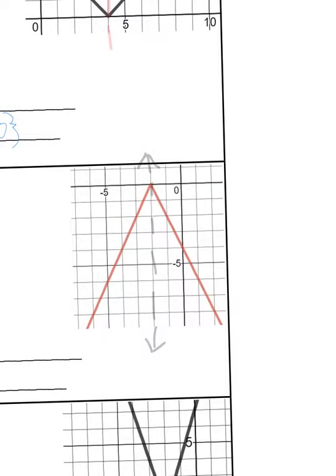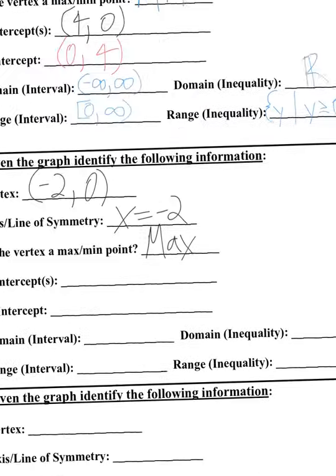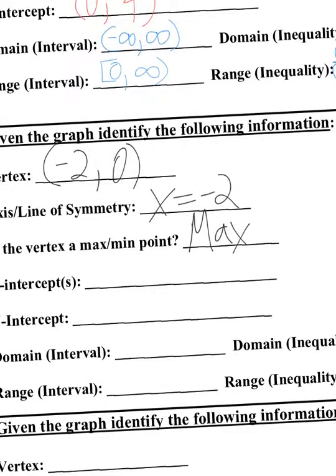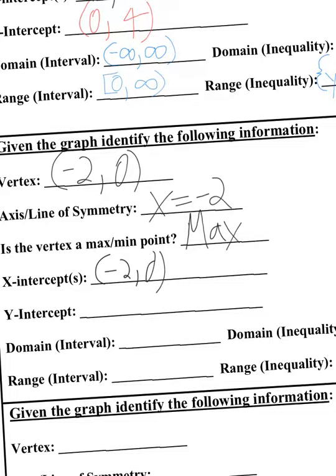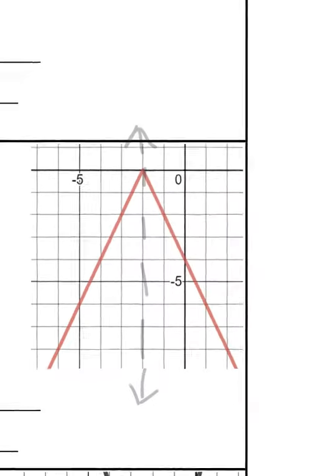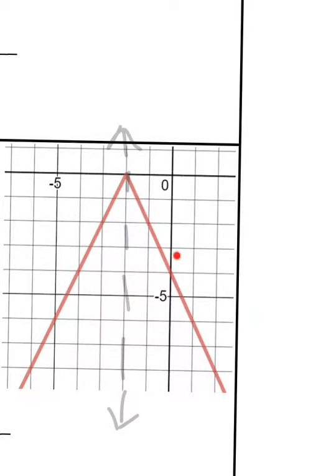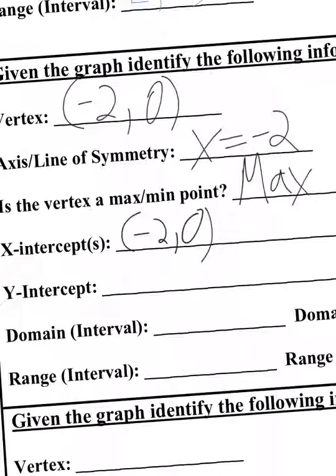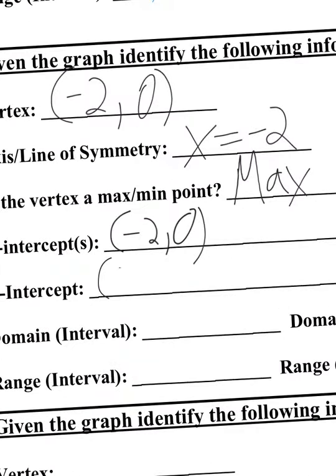X-intercepts, let's see here. It touches the x-axis at negative 2, so I need to say it as negative 2, comma 0. And then are there any y-intercepts? Let's go back and look at the graph. Yeah, it touches through the y-axis right here. That's at negative 4. So x-coordinate is 0.